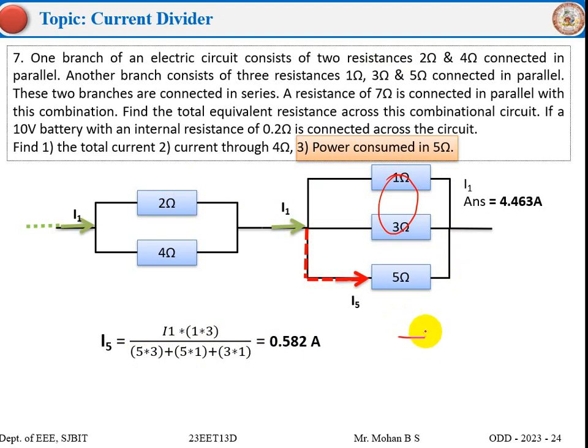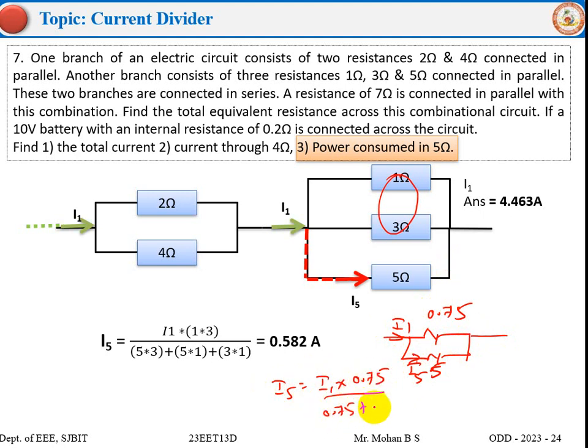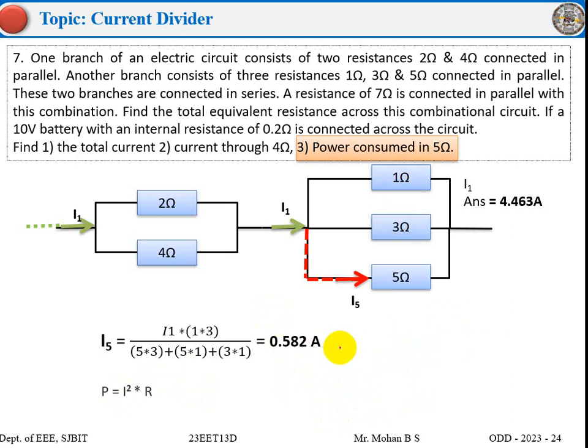For example, 1 and 3 in parallel, we get the answer as 0.75. Then we have 5 ohms here. We have the main current I1 and we have I5. So I can write I5 as the main current into the opposite resistance divided by the sum of the resistances. I'll get the same answer as this. You can try doing this also. Let's find the power. The power formula we know is I square into R. So what is the current flowing through 5 ohms? That is I5. So I5 square into 5, we get 1.694 watts.